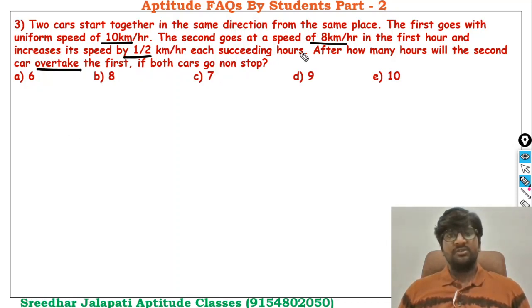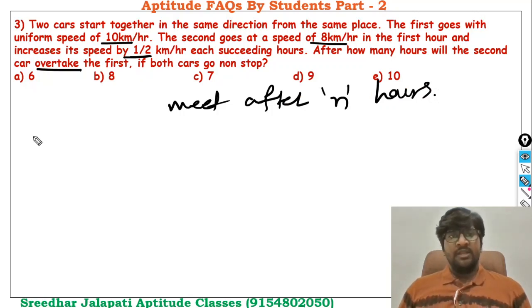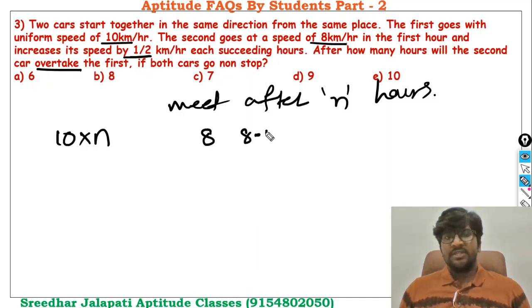One of the simplest methods to answer this question: let us assume that they meet after n hours. Then the distance traveled by the first car in n hours is, every hour it travels 10 km, so in n hours it travels 10 into n kilometers. Whereas the second one, first hour it travels 8 kilometers. Second hour it travels 8.5 because its speed increases by 0.5. Third hour it travels 9 km. Fourth hour it travels 9.5 km, and so on.